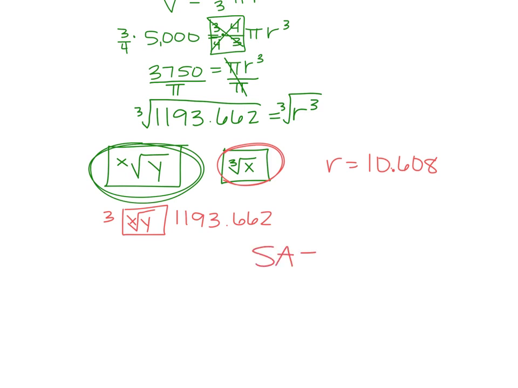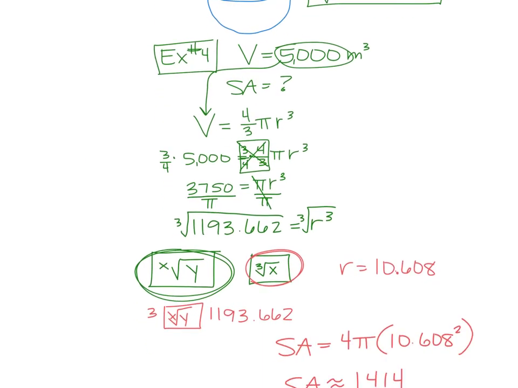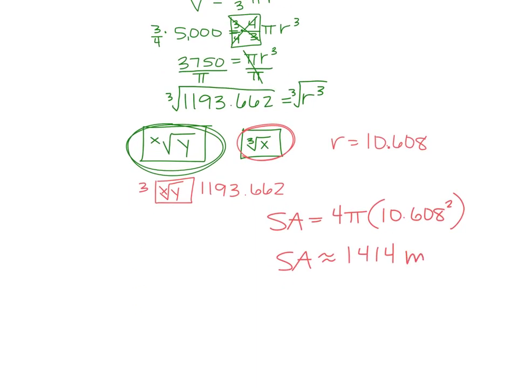So surface area is 4 times pi times the radius squared. Okay, so you plug in 4 times pi times 10.608 squared. And you get a surface area. If we're going to round to the nearest whole number, 1,414. And we were talking meters, so square meters.